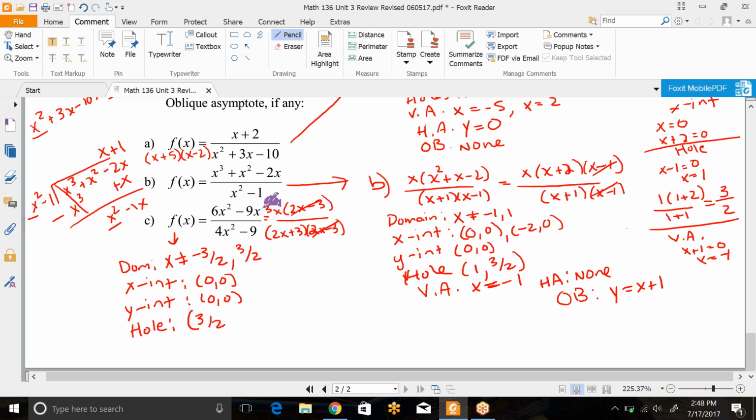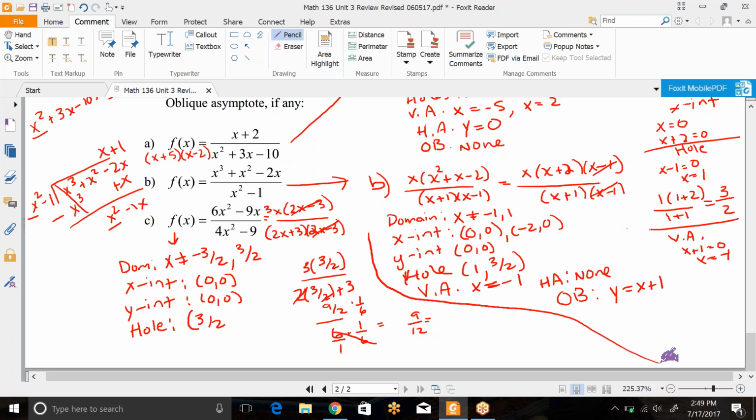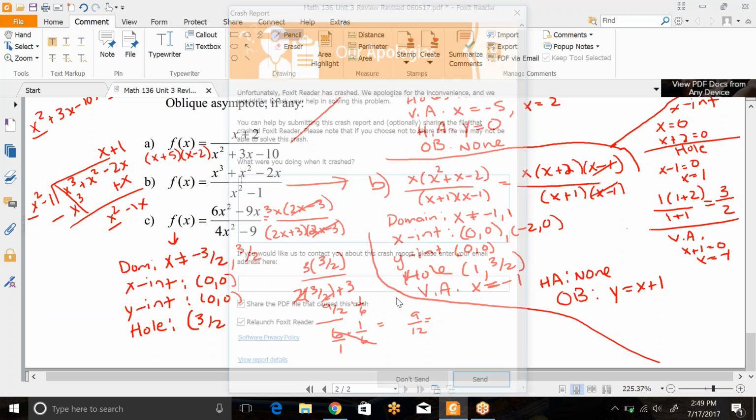If you plug 3/2 back into what's left, that would be 3 times 3/2 over 2 times 3/2 plus 3. So that's a 6 on the bottom and a 9 over 2 on top. Think of that as 6 over 1. So we can multiply top and bottom by the reciprocal to get just a single fraction. That would be 9 over 12, which reduces down to, I'm going to make some lines to separate these, to 3 over 4.